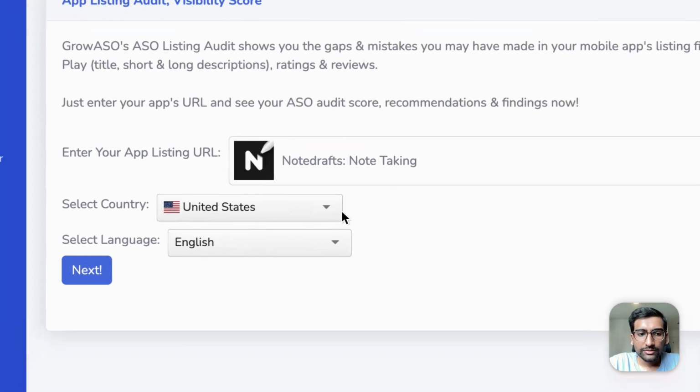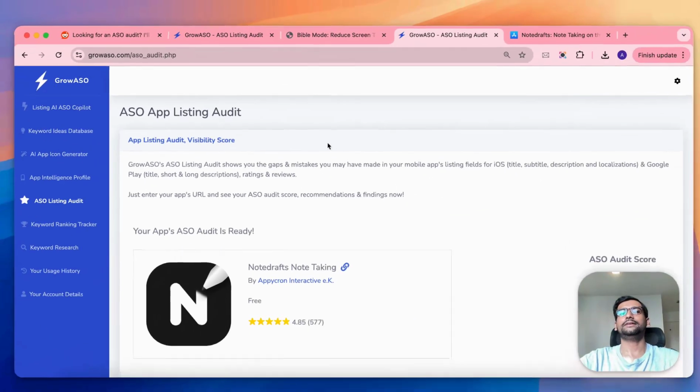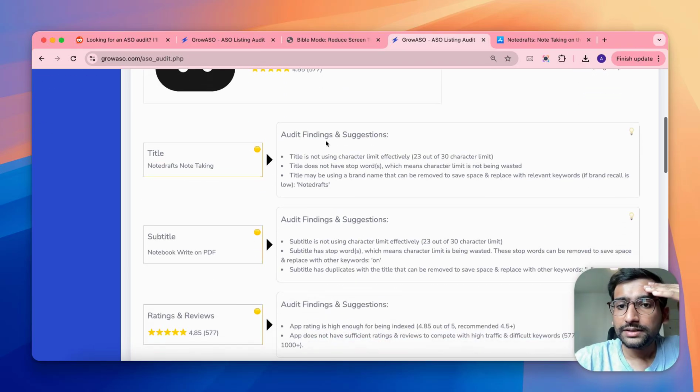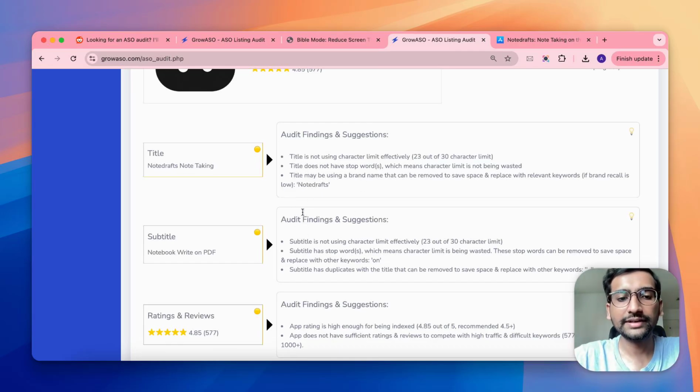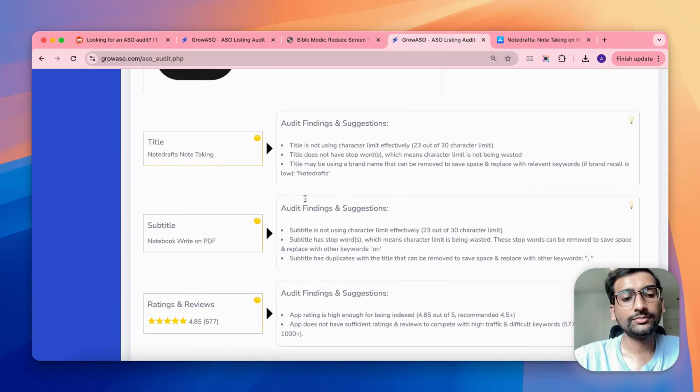Note drafts, note taking. Okay, so this is the first time I've encountered any of these apps where this part is not optimized. Both the title and subtitle are using 23 characters out of 30, which means it is missing out on potential keywords that it could rank for. So consider looking at that.